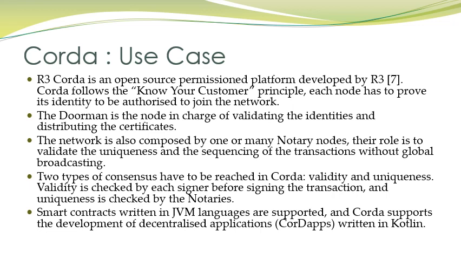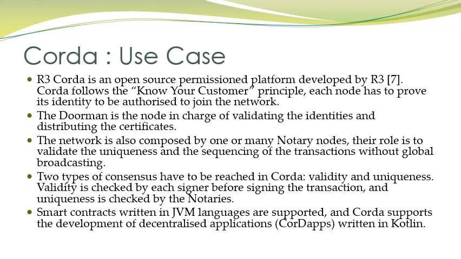There is a node called the doorman node. The doorman node is the node in charge of validating the identities and distributing the certificates. So this doorman node will check the validity of the entities that will participate in the permissioned blockchain, and it will distribute the certificates. The network is also composed of other nodes.